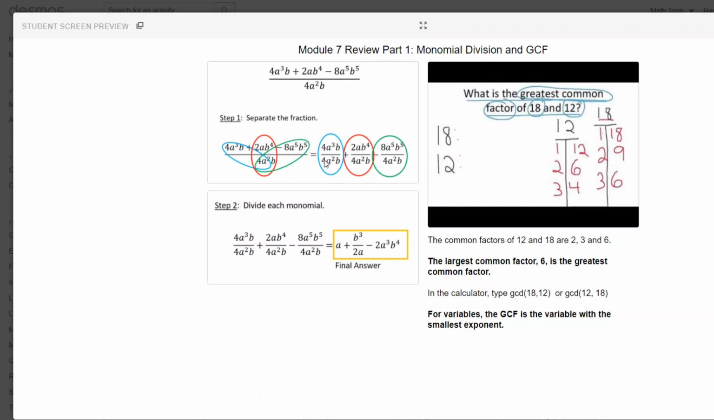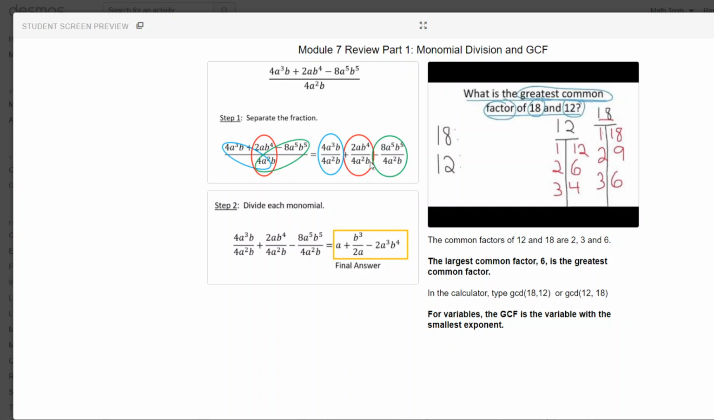So 4 divided by 4 is just 1. A cubed divided by a squared, you subtract the exponents. 3 take away 2 is 1. And if you have exactly the same thing like we have with the b's here, these would cancel out. So I said 1a, so in other words just a.